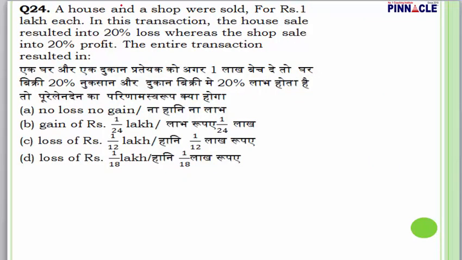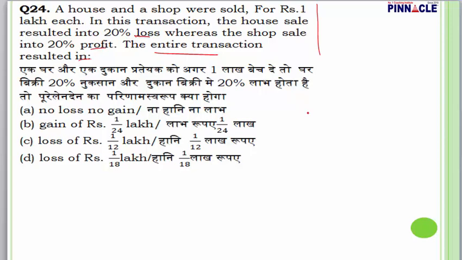Next question, question number 24. A house and a shop were sold for rupees 1 lakh each. In this transaction, the house sale resulted in 20% loss, whereas the shop sale resulted in 20% profit. The entire transaction resulted in? Now, this is a very important question, and the answer is not asked in percentage, in fact it is asked in absolute terms. One thing is clear, that when loss and profit are given as equal percentages, there will always be a loss, when the selling price is equal for both items. So the answer would be C or D. Now we have to solve it, otherwise we could have taken it from the options only.